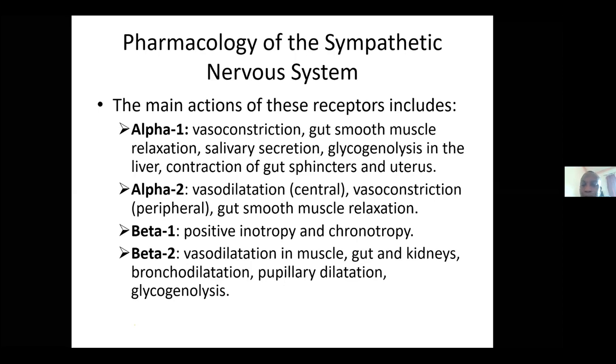Beta-1 receptor, you think about the inotropic and chronotropic effects, okay? So you think about its contractility, and then also its ability to increase the heart rate. So beta-1 is a very important receptor for the heart. Beta-2, instead of cramming a bunch of things, the most important thing that you should know is its ability to cause bronchodilation. I think that will be the one with the most clinical application, okay?